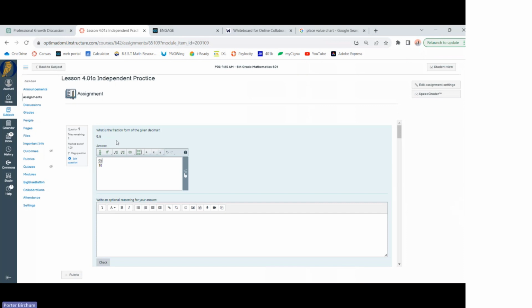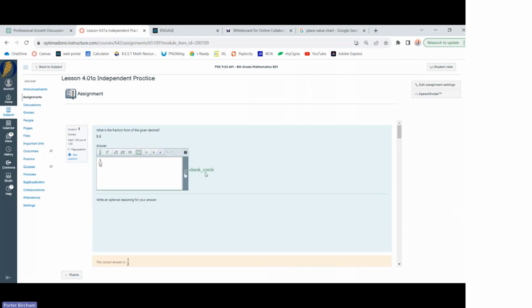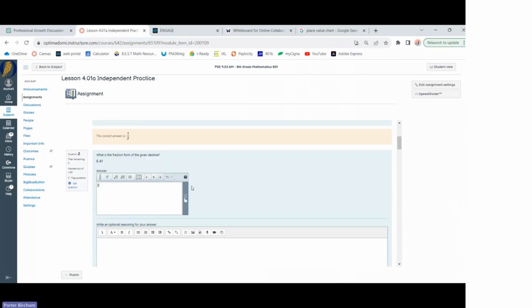5/10. Now that looks a little silly. I don't need a leading zero, right? So I'm going to get rid of that zero and just have 5/10. 0.5 and 5/10 are the same. Let's check. Hey, nice. We got it correct. Question 2. What is the fraction form of the given decimal?